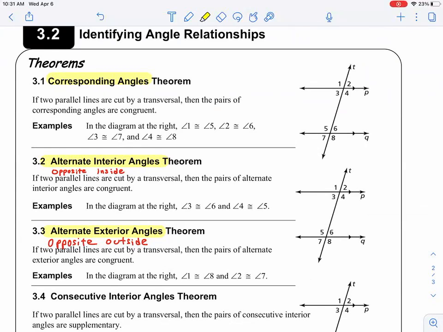Okay, angles that are on opposite sides, one on the left, one on the right, but on the outside would be like angle 1 and angle 8. Okay, they're on opposite sides, but they're on the outside. Like 1 is on the top and 8 is on the bottom. Okay, they're exterior as opposed to interior. So 1 and 8 would be alternate exterior. Angle 7 and 2 are alternate exterior.